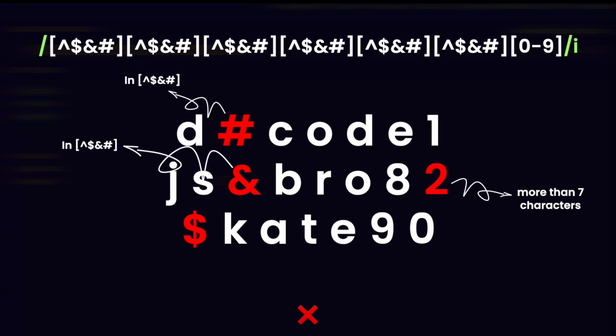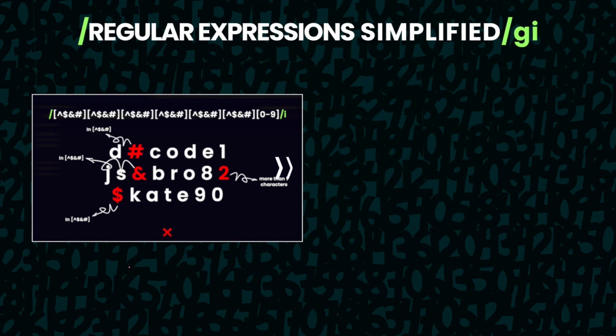And for the third invalid username, you can see the first character is a dollar symbol, and the dollar symbol is in our negated character class, so we do not expect that the username should start with a dollar symbol. So I hope this assignment helps you to understand negated character class better.